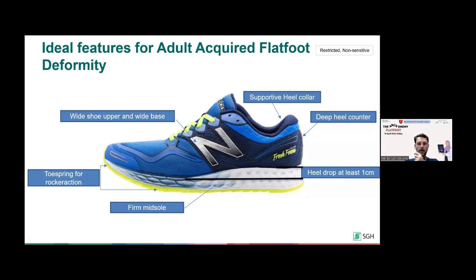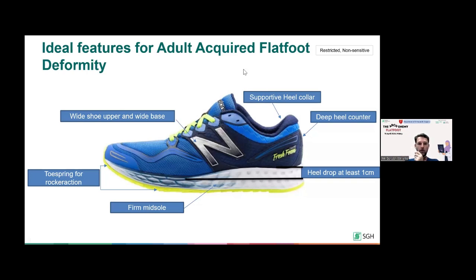The next one is a firm midsole. So in this diagram where we can see the N of this New Balance shoe, if you drop down from that to the center of that midsole, we want this area to be stiff. Okay. What this does is it has a splinting effect, and this reduces load through our symptomatic areas. It's going to provide torsional stability for the foot, and it's also going to help work with that orthotic to get you that best outcome.